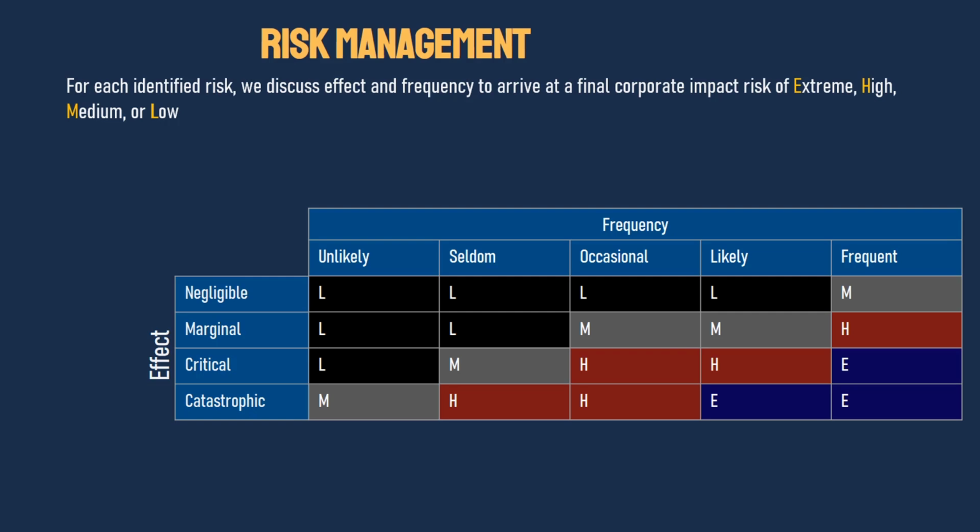And there is a symbol of this on your screen. The effect is listed on the left, which goes from negligible, marginal, critical to catastrophic. And across the top is frequency, which starts with unlikely, seldom, occasional, likely, and frequent. The chart helps us understand our corporate impact risk by putting the effect and frequency and outputting the letter that corresponds to corporate impact.